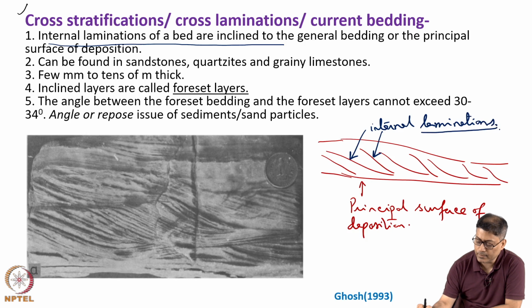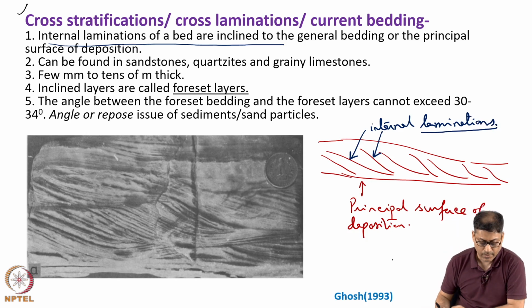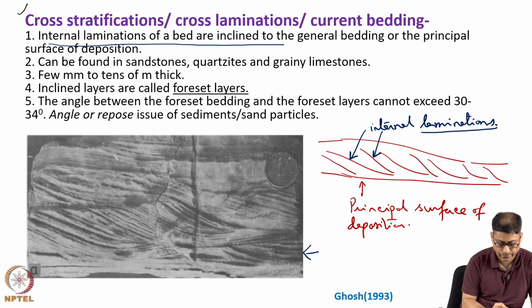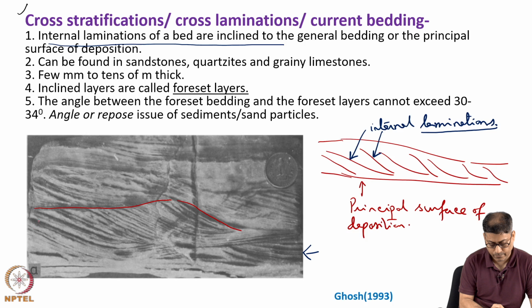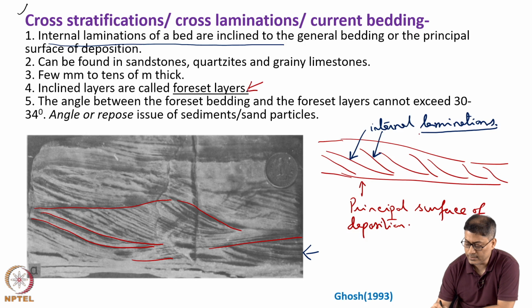I have already said that laminations are the planes which are very closely spaced, very thin, and here is the actual field photograph where we can see these features. So, if I track, many such layers can be visible, which you can draw. Now, the inclined layers are known as the foreset layers. So, these internal laminations are called foreset layers.